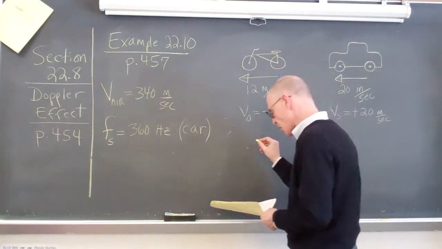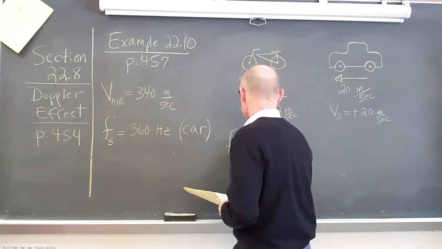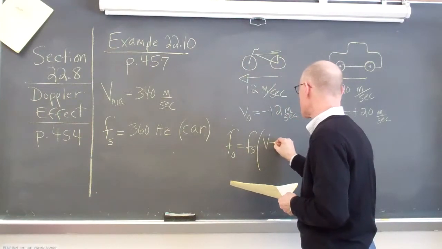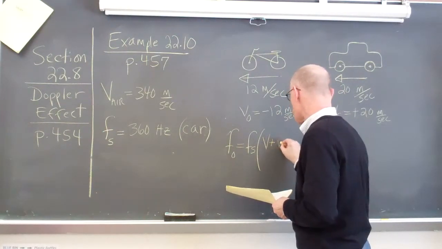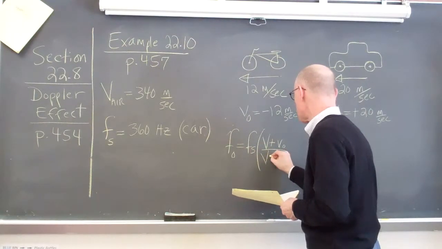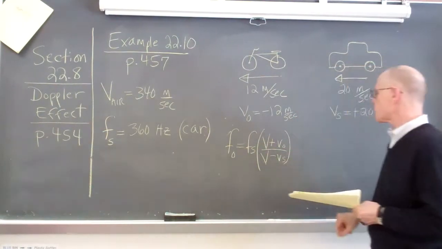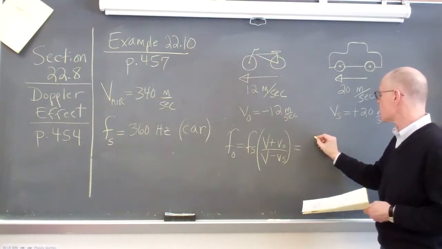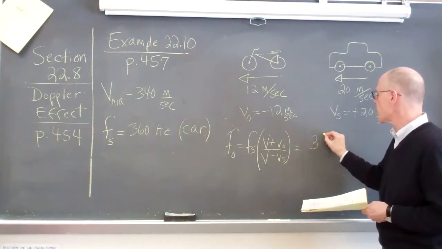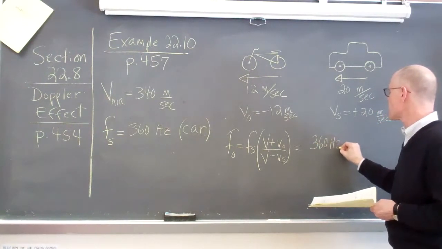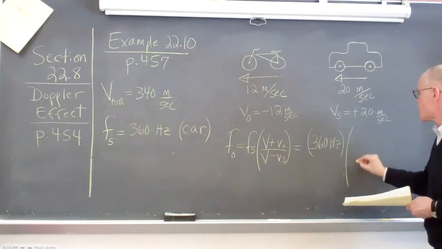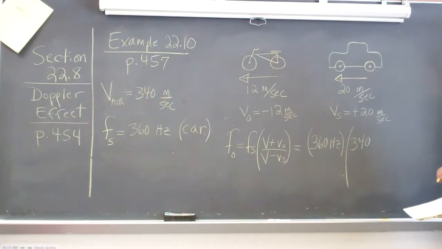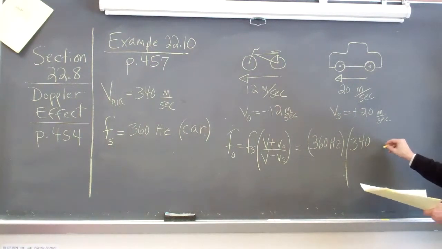So let's use our general Doppler equation. Frequency observed is frequency of the source times speed of sound in air plus the speed of the observer divided by speed of sound in air minus the speed of the source. So let's plug in our numbers. The source frequency is 360 hertz. Speed of sound in air is 340 meters per second. Again, I'll leave the units out since they're all going to cancel out.